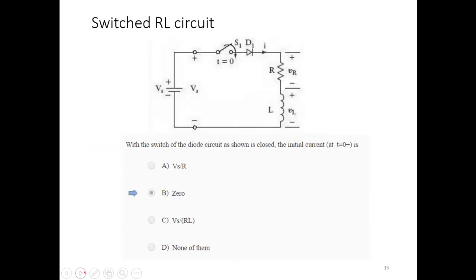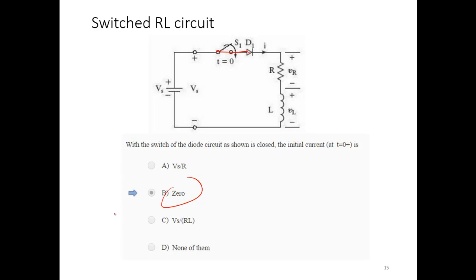Like this RL circuit, when the switch is closed, what will be the initial current? The initial current will be 0, because the inductor current cannot rise immediately. The inductor will stop the current from rising. That means the initial current through this circuit will be 0.